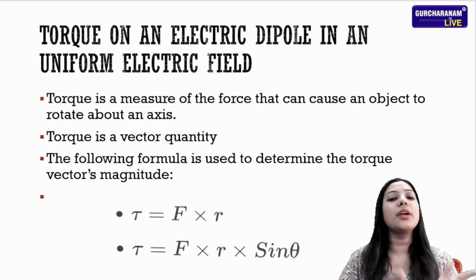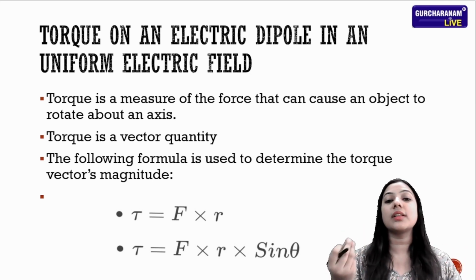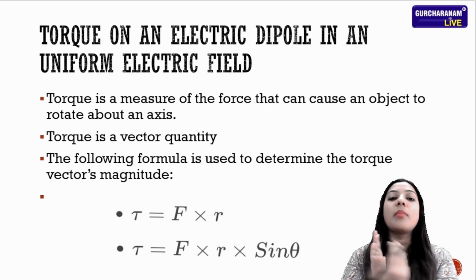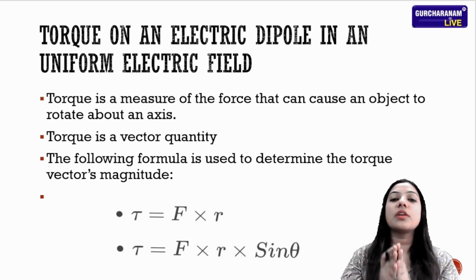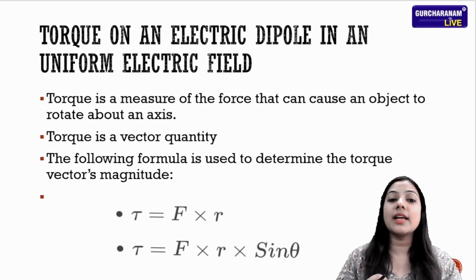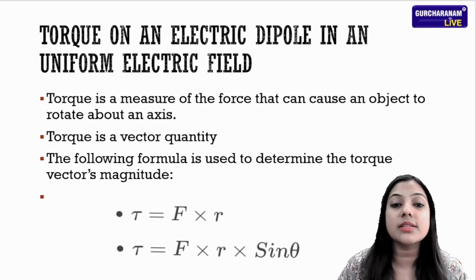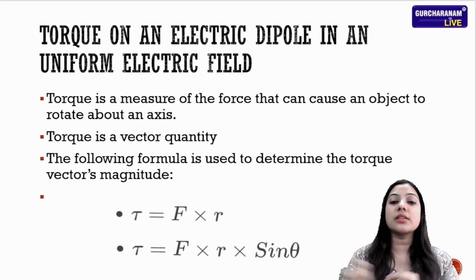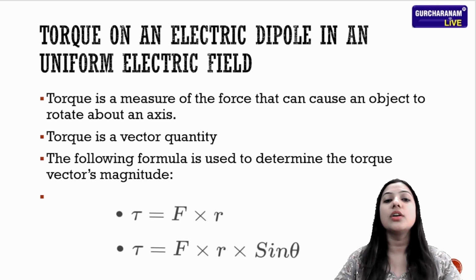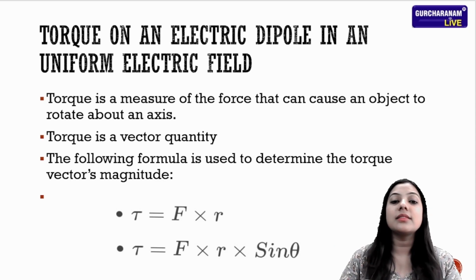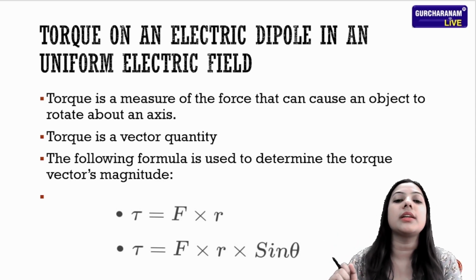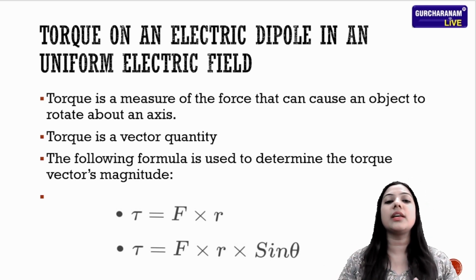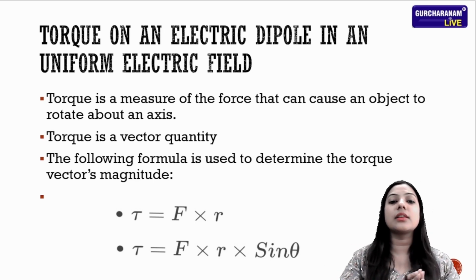That means torque is a kind of force that can act on an object. There is an object which rotates about its axis, and the force exerted on it is what we call torque. Students, do you understand what torque is? It is a measure of the force that can cause rotation about an axis. And the second point is that torque is a vector quantity. That means it gives magnitude and it gives direction also.